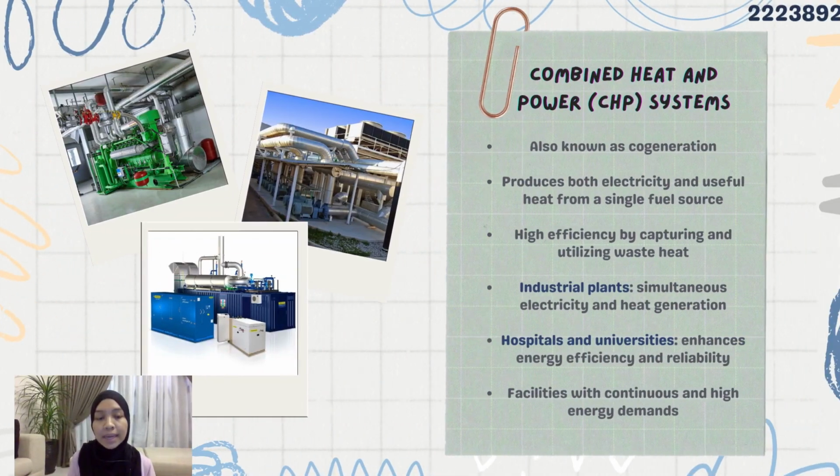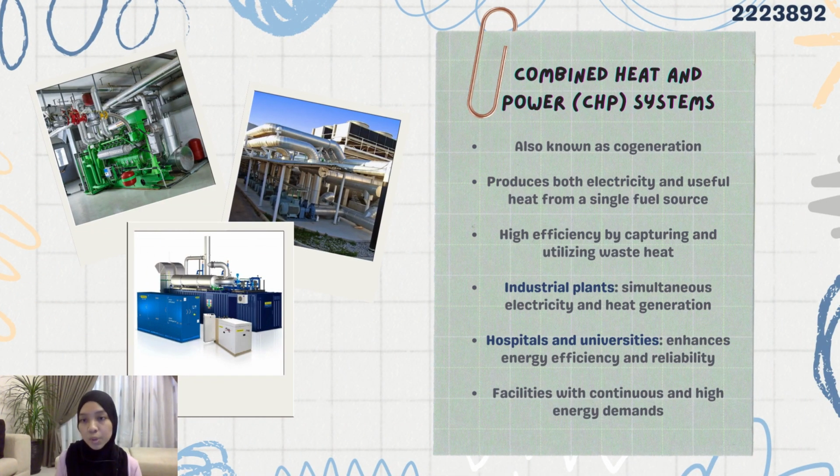So next is combined heat and power system, also known as CHP. A CHP system, or cogeneration, produces both electricity and useful heat from a single fuel source, achieving high efficiency by capturing waste heat. CHP systems are used in industrial plants, hospitals, and even universities where there is a need for both electricity and heating or cooling. And CHP enhances energy efficiency and reliability.